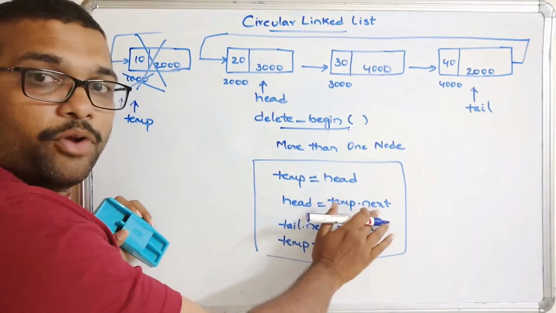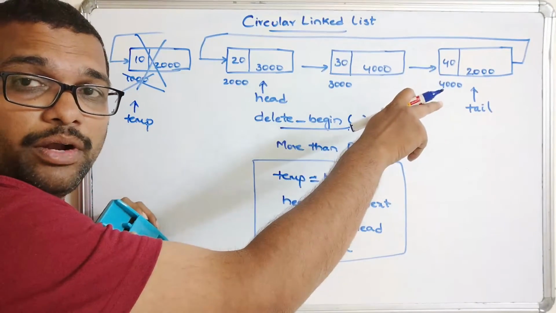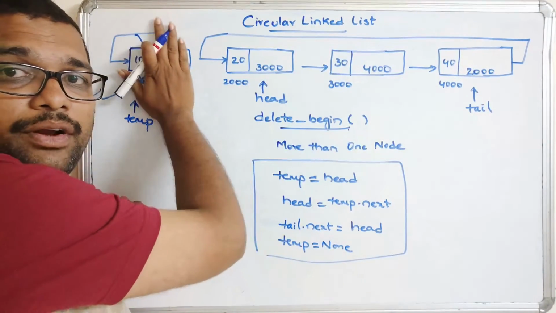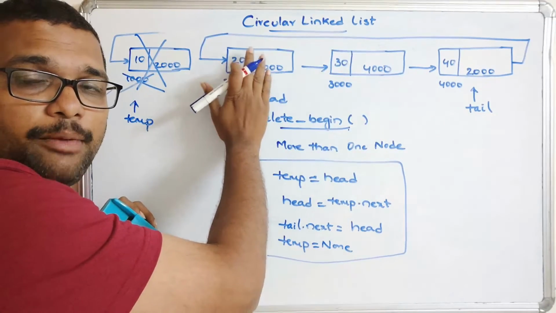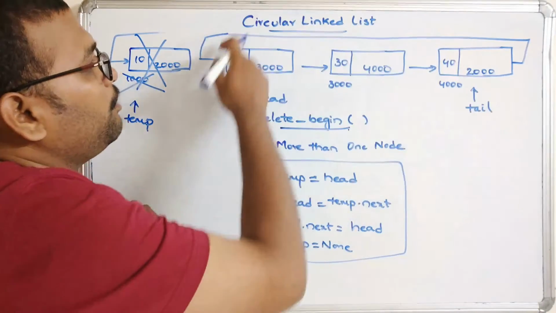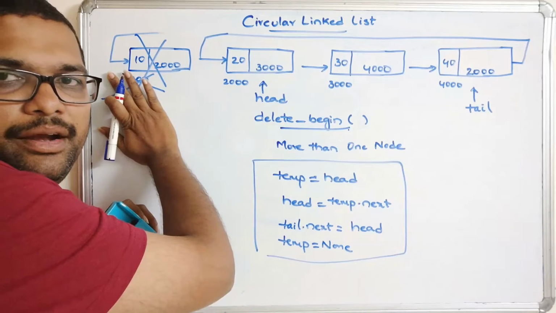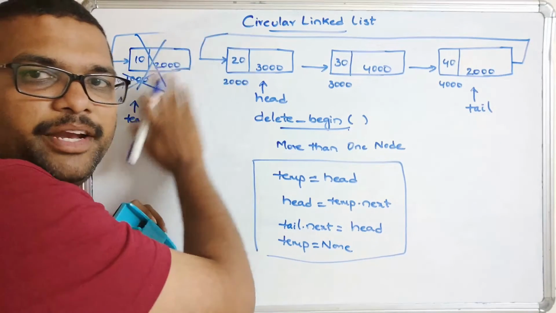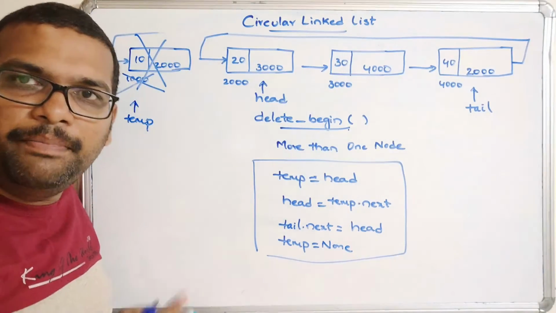So head is equal to temp.next, and then we need to change the tail because the tail will be holding the address of the first element. Now after deleting the first element, the tail should hold the address of the second element because the second element becomes the first element. So that's why tail.next is equal to head. So there will be a connection towards here. Then temp is equal to none, this element will get deleted. Okay, the address will be deleted. Right. So that is the deletion at the beginning.